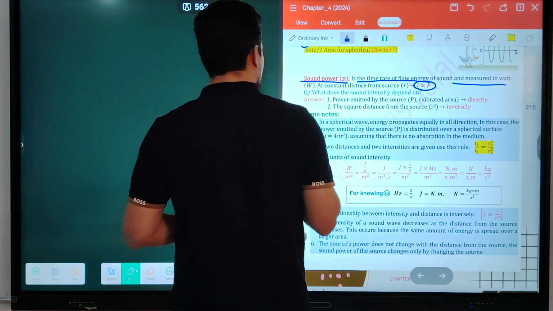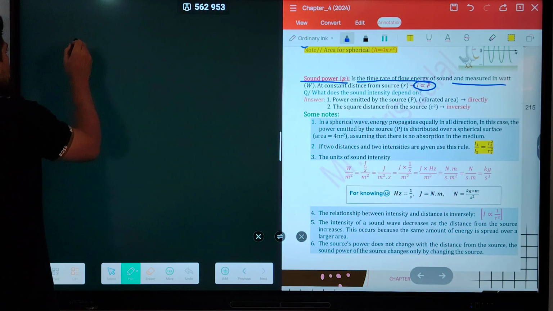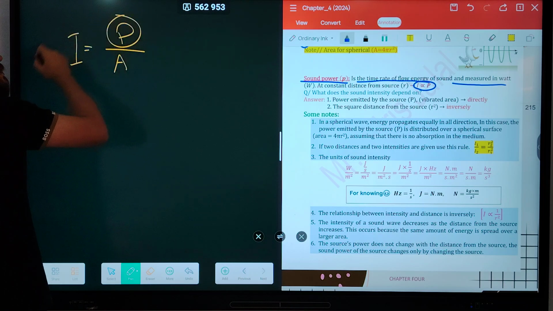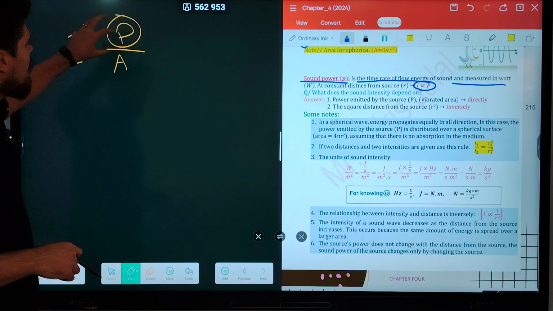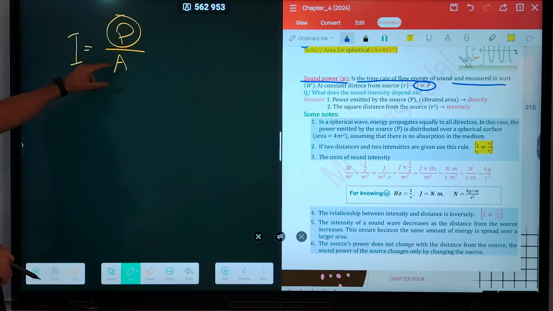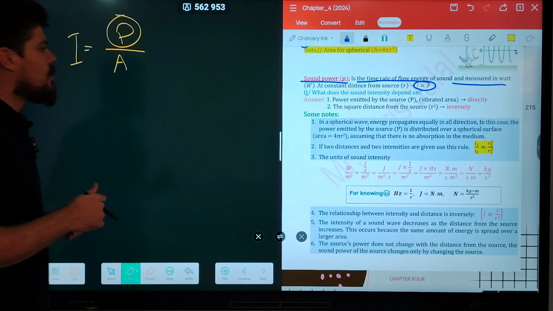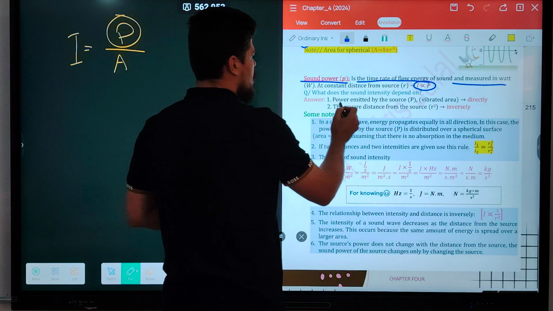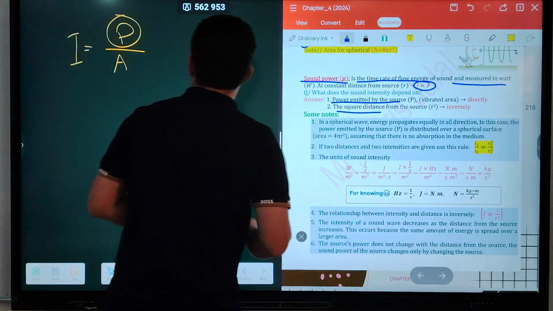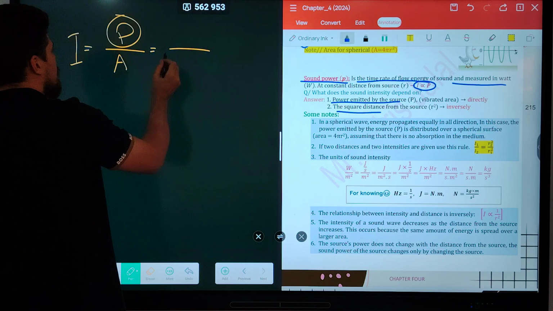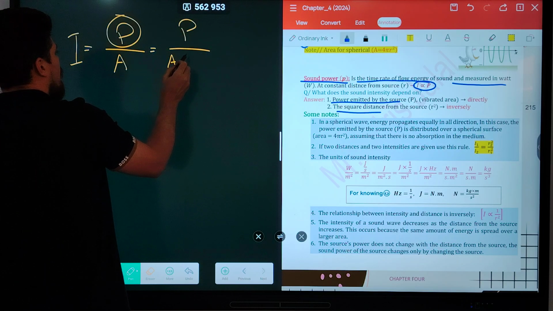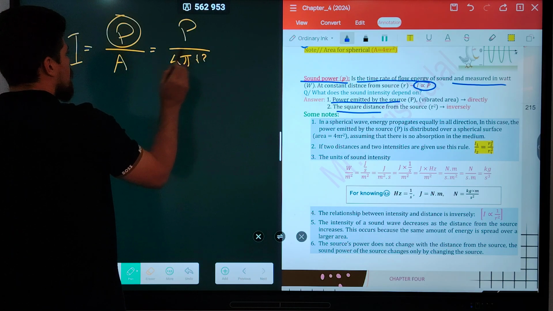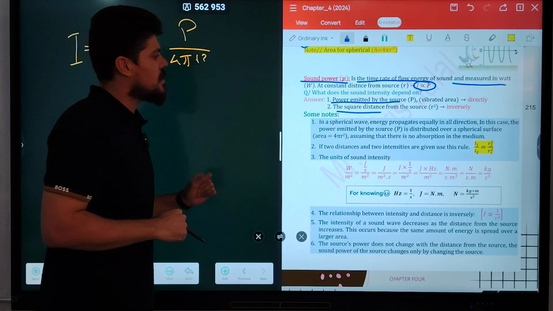What does the sound intensity depend on? According to this equation, sound intensity depends on the power of the source, the time rate of the energy of the source, and the area of the sound wave. It is directly proportional to the power, but inversely proportional to the area. It depends on the power emitted by the source and the square distance, or you can say the area of the sound wave, because the area in a spherical wave is equal to 4 pi r square.